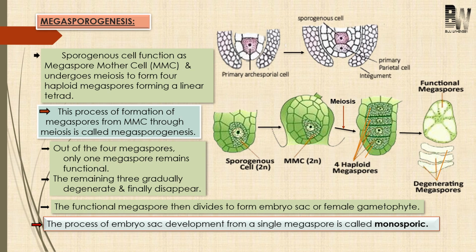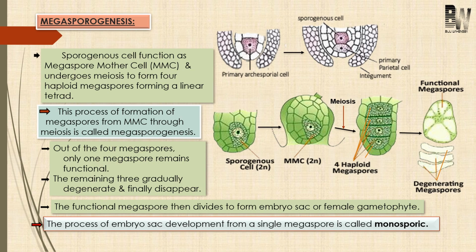The parietal cell will divide further and become part of the nucellus. But the sporogenous cell will not divide further. This sporogenous cell will function directly as the megaspore mother cell, which undergoes meiosis to form four haploid megaspores. This process of formation of megaspores from the megaspore mother cell through meiosis is known as megasporogenesis.